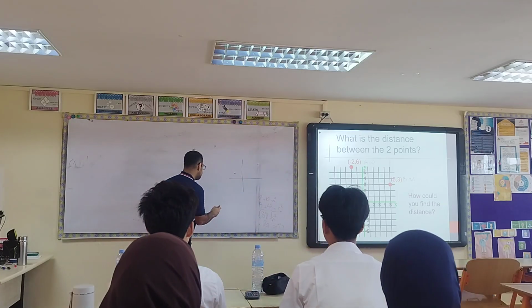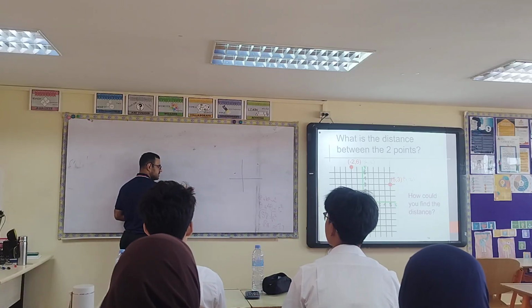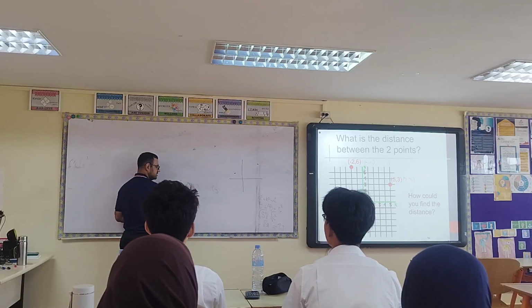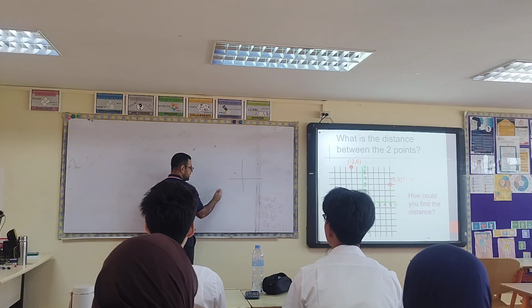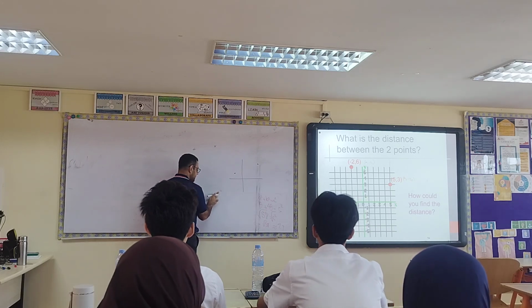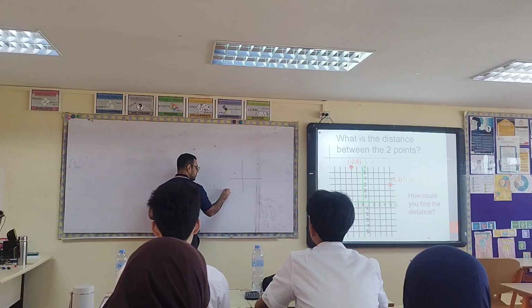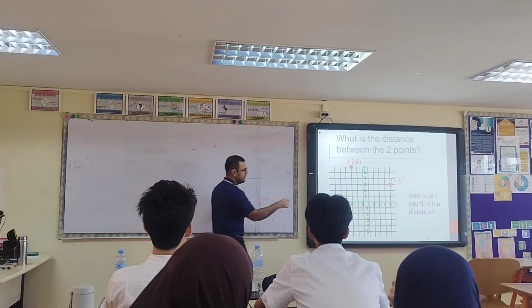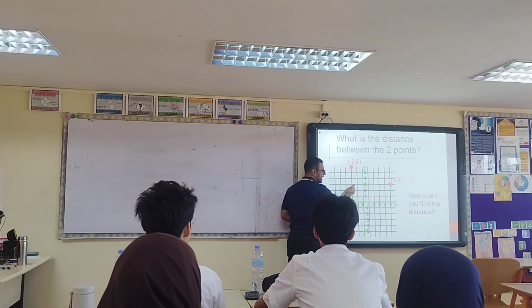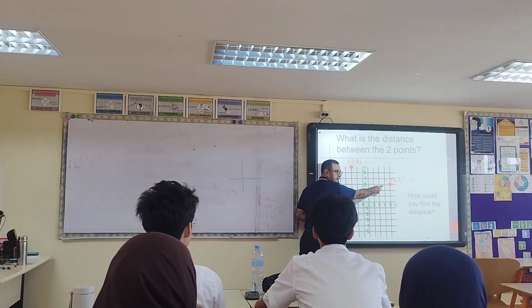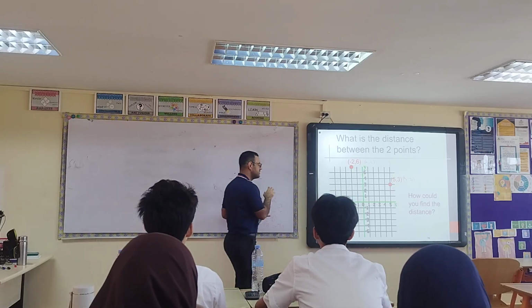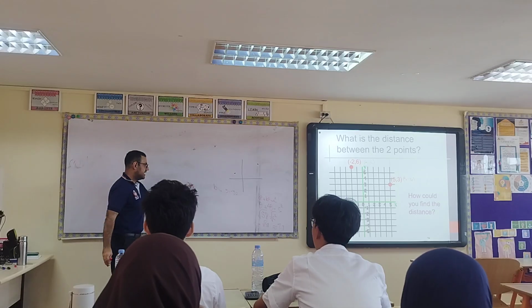So how do we find the distance? A will be equal to x1 minus x2, and B, because of Pythagoras, will be equal to y1 minus y2. Correct or not? When I count A, I count all the x's. When I do it for B, I count the y's. So this is A, this is B.